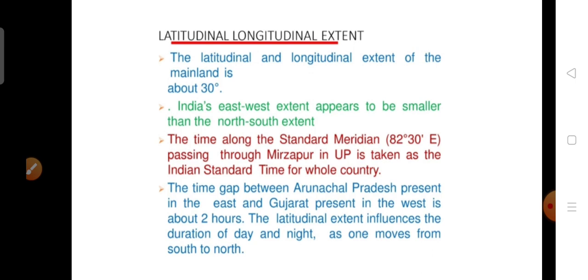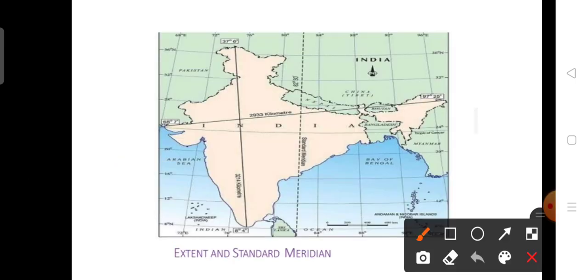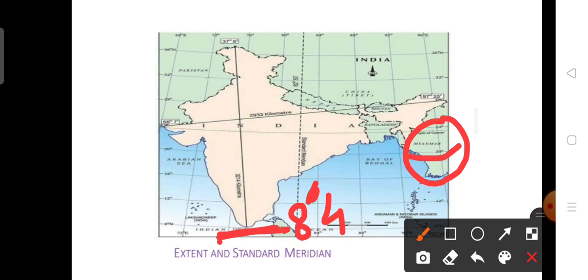Now let us see the second sentence. The latitudinal extent influences the duration of the day and night. Means, as we know that the southernmost part or latitude is near the equator. It is 8 degrees 4 minutes. So the sun's rays are directly falling on the equator and its equatorial part. So the equator as well as the regions which are near to it receive direct sunlight.